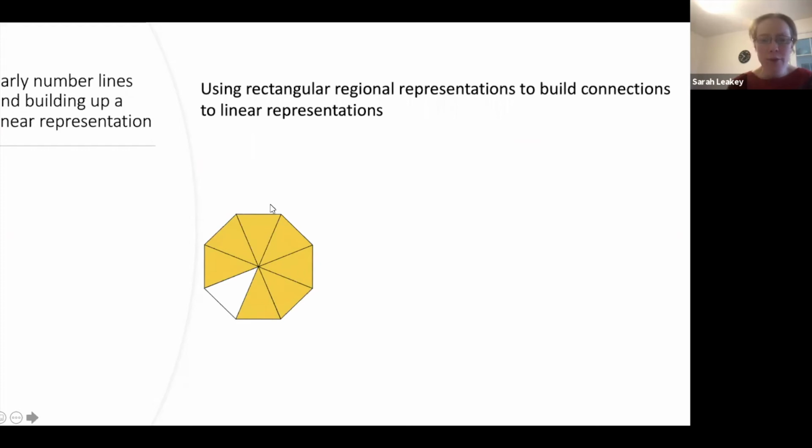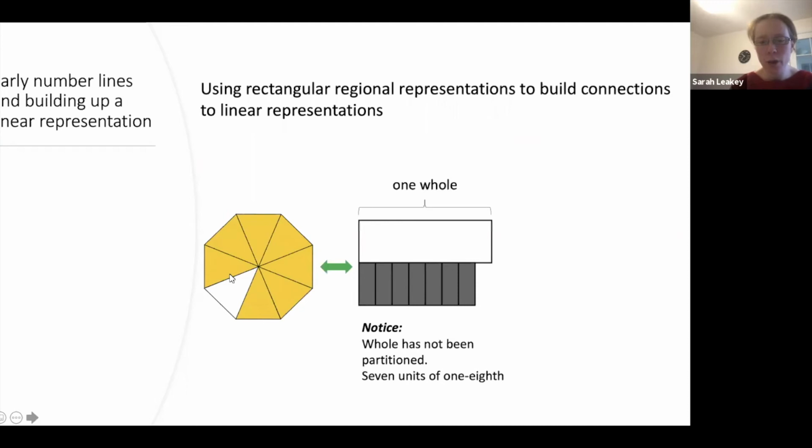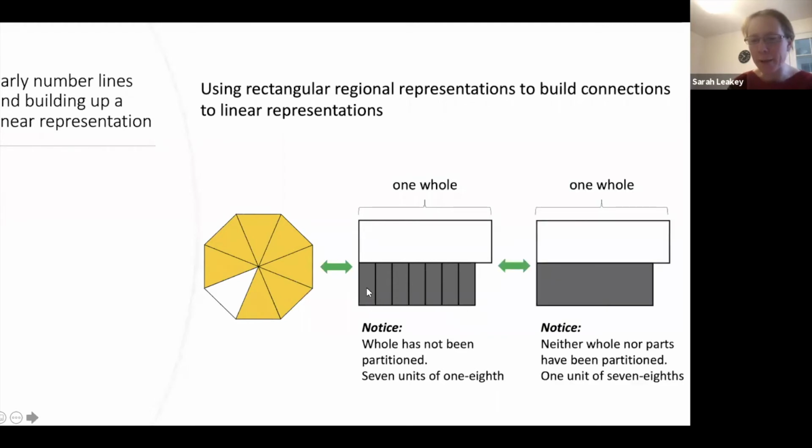If pupils' experiences are around these sort of regional representations, we can use those to build into the number line representation. Notice that in this one, the whole hasn't been partitioned into 8 parts and then we've coloured in 7 of them. We've got 7 units of 1/8. So that is quite a different kind of idea there. And then here, it hasn't been partitioned at all, but we've now got 1 unit of 7/8.